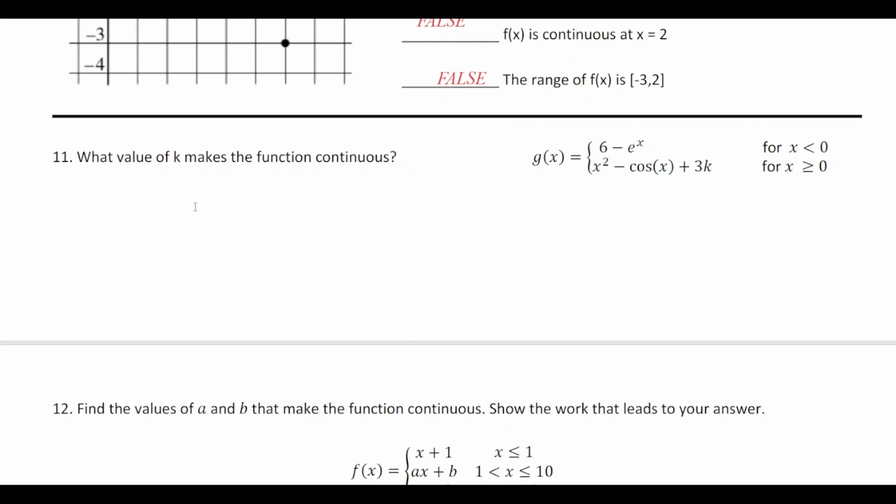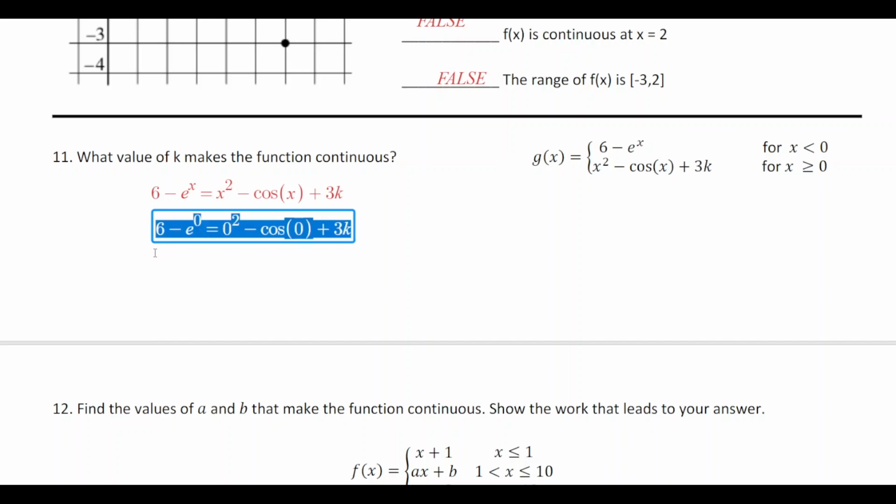But we're going to use the same strategy here, which is we want to set both pieces of the piecewise function equal to each other, and then we want it to be continuous. So what we need is for the two pieces to touch each other at x equals 0. So we are going to plug in 0 everywhere where we see x and solve for k here.